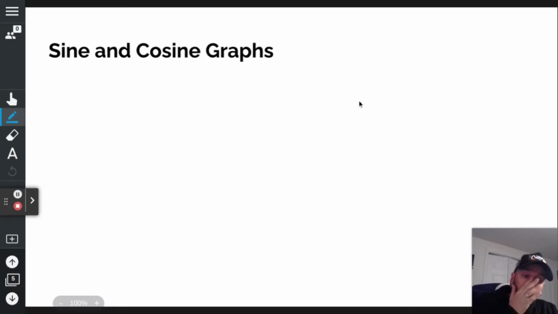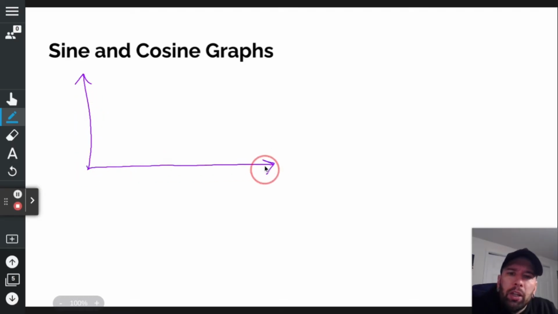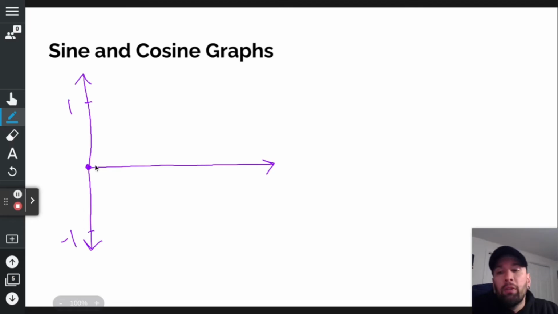Sine and cosine graphs. We're just going to basically draw out the very basic forms of the sine and cosine graph. Let's start out with sine. Again, everything's periodic. Sine starts out at 0, 0, and it peaks out at 1, bottoms out at negative 1, and has a period of 2 pi.